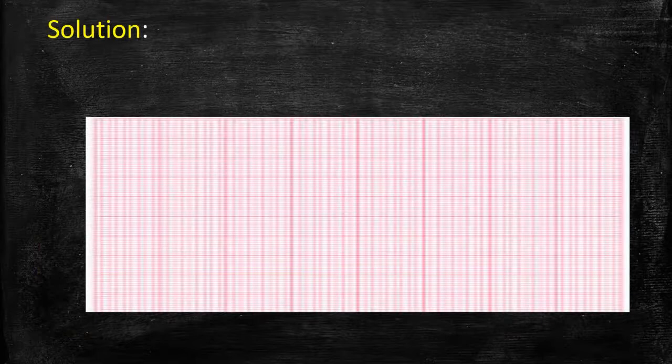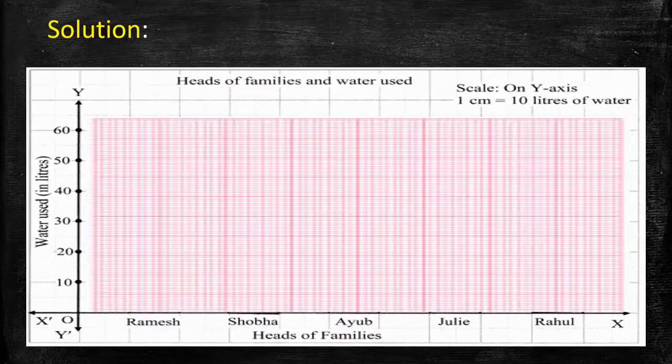So here we will draw a bar graph using the data. Here you can see we have written head of the families and water used. Then we will draw the x-axis and y-axis and mark O at their point of intersection. Then we have written head of families on the x-axis at equal distance. Then we have chosen the appropriate scale for the y-axis. Here 1 centimeter is equal to 10 liters of water.